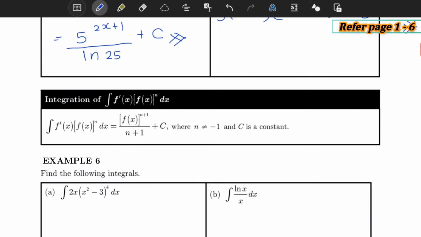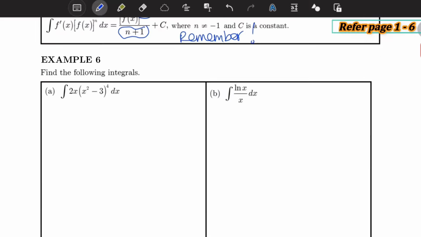The next one, integration of f prime x times fx power of n. The answer is fx power of n plus 1. We increase the power by 1 and divide by n plus 1, the new power, plus c. This is the third rule that you all must remember. Okay, we go to the example.